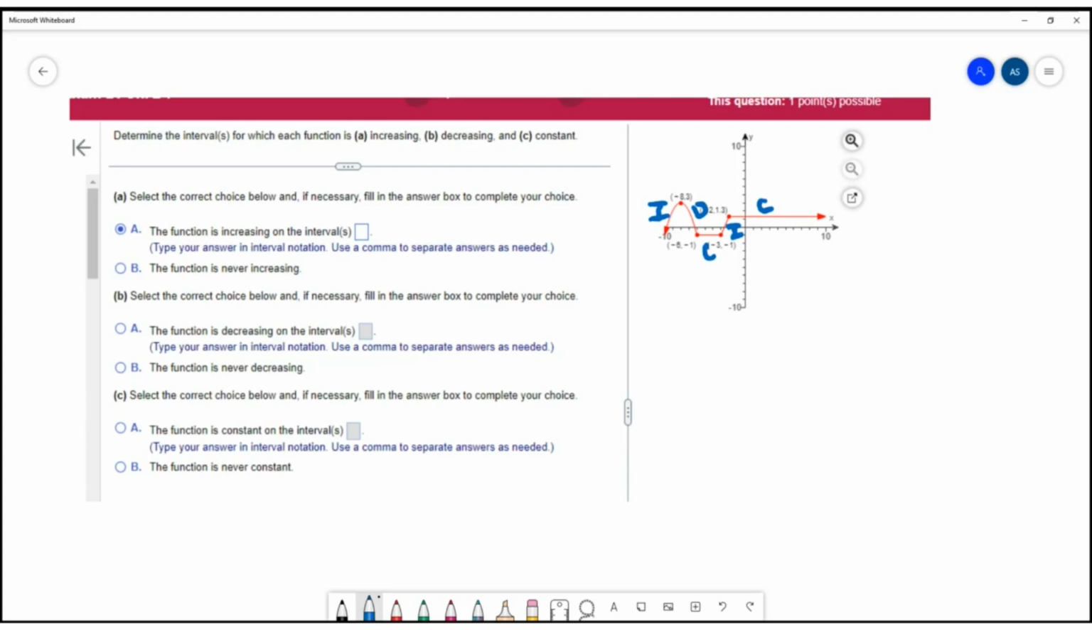When you write down your intervals, you're going to write down the x's. This one has an arrow on the end, so it's going to be increasing starting at negative infinity, and we stop at this x value here, which is negative 8. We also have another section of increasing here, from negative 3 to negative 2.1.